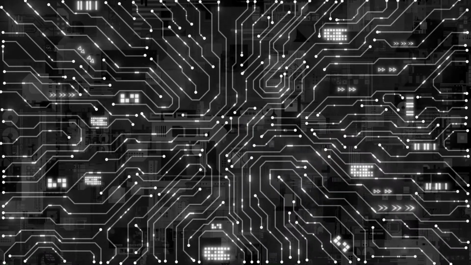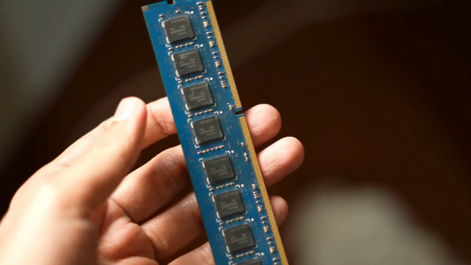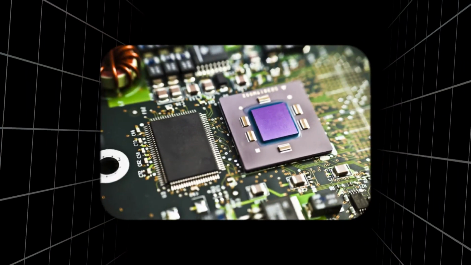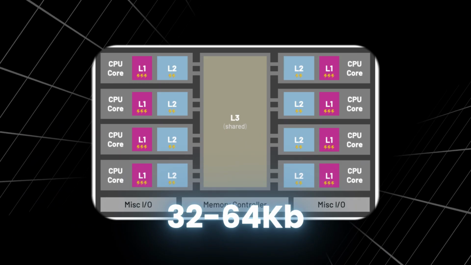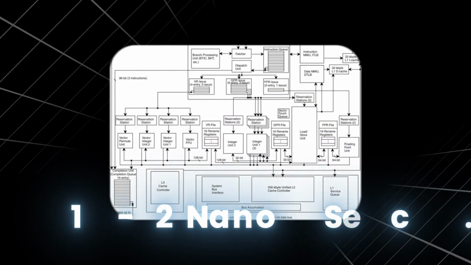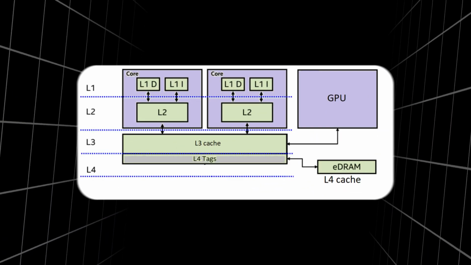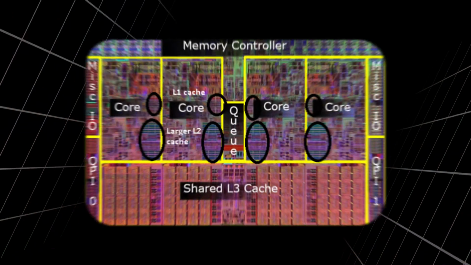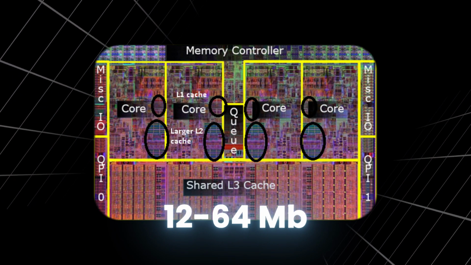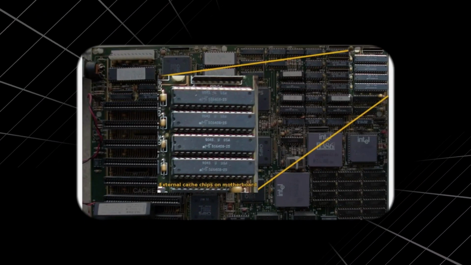Between the lightning-fast registers and the relatively slow RAM, there's a buffer zone, the cache. Modern CPUs have 3 levels. L1 cache is the smallest and fastest, typically 32 to 64 kilobytes per core, accessible in 1 to 2 nanoseconds. L2 is larger and slightly slower. L3 is shared between all cores, often 12 to 64 megabytes, and is slower still. But still 10 times faster than RAM.